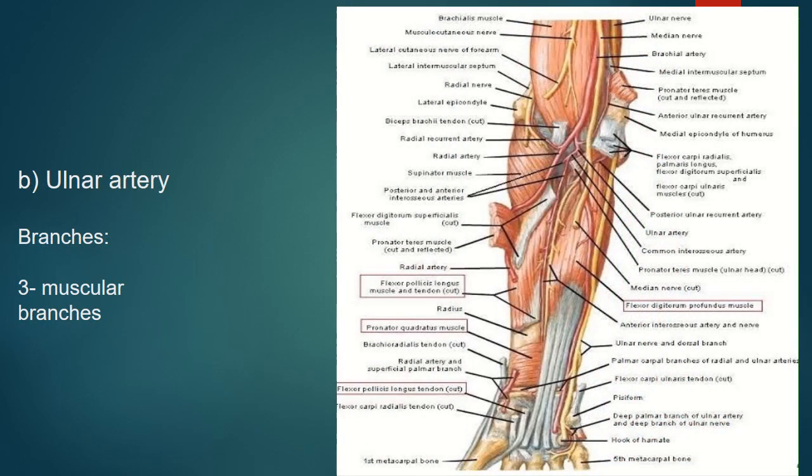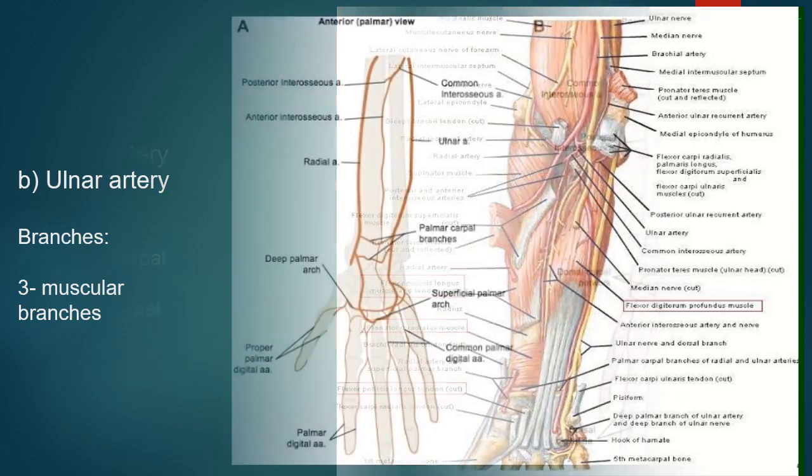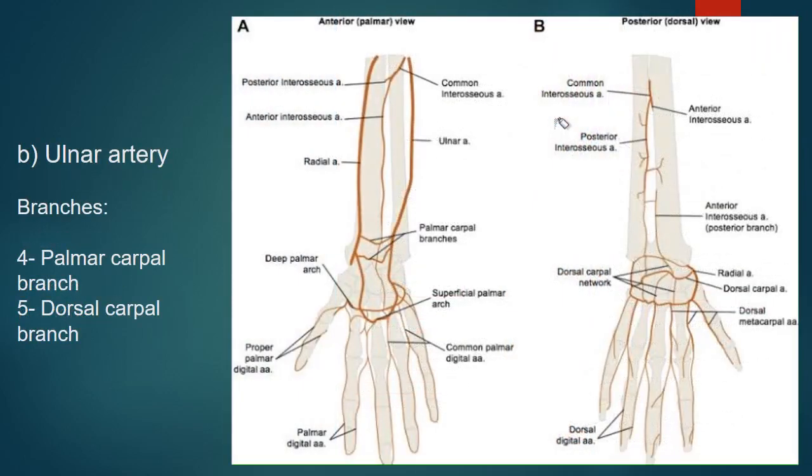Now the third one is the muscular branches of the ulnar artery. These are the small muscular branches of the ulnar artery which supply the medial muscles of the forearm. This is the ulnar artery, and these are the small muscular branches of the ulnar artery for the medial muscles. Now the last two branches of the ulnar artery in the forearm are the palmar carpal branch of the ulnar artery and the dorsal carpal branches of the ulnar artery.